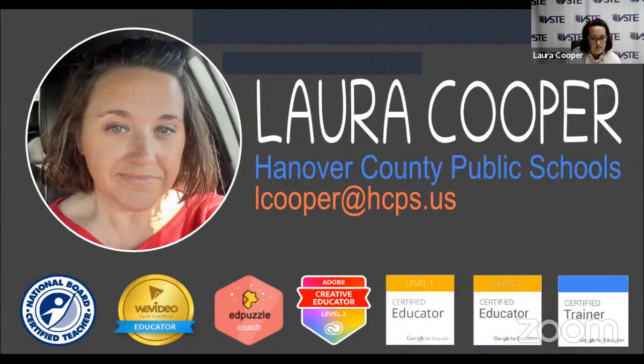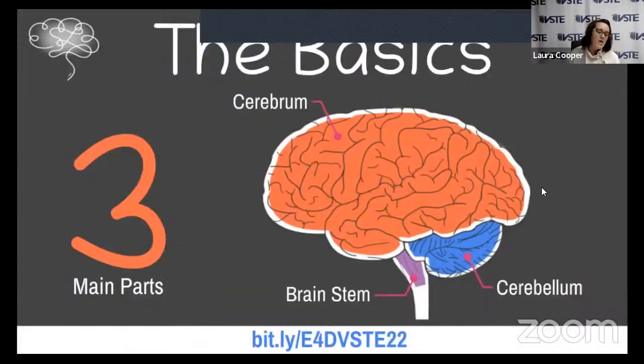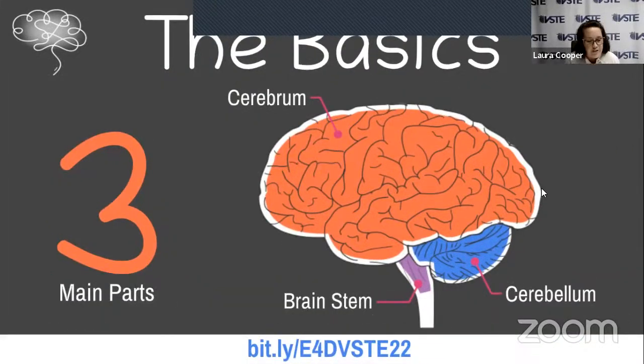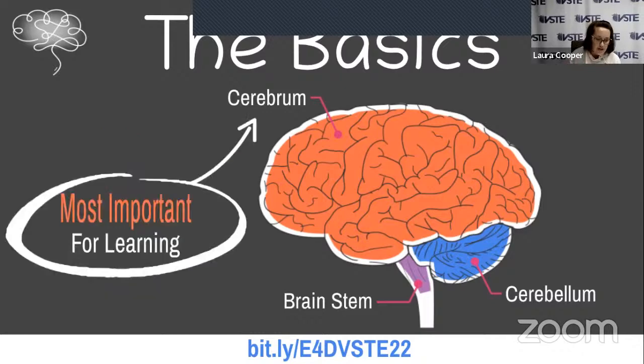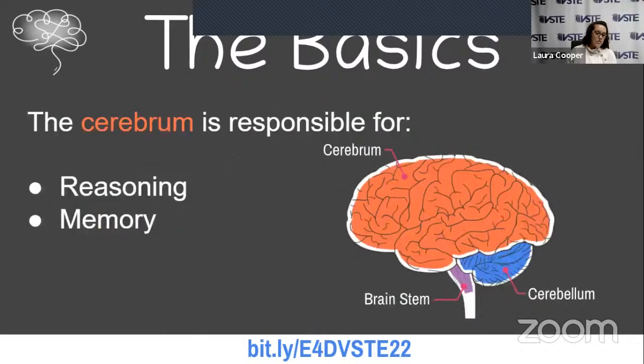All right. So first up, we're going to start with some very, very basic information about the brain. The brain basically has three parts. You have the brainstem and the cerebellum. Those are important because they keep you alive. And then you have the cerebrum, which is the largest part of your brain and the most important when it comes to learning. So that's the part we're going to focus on today. So the cerebrum is responsible for reasoning and memory, two things that we have to have in order to take in and remember information.